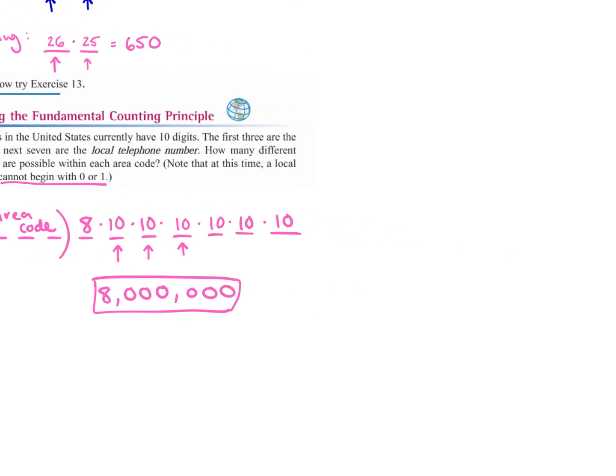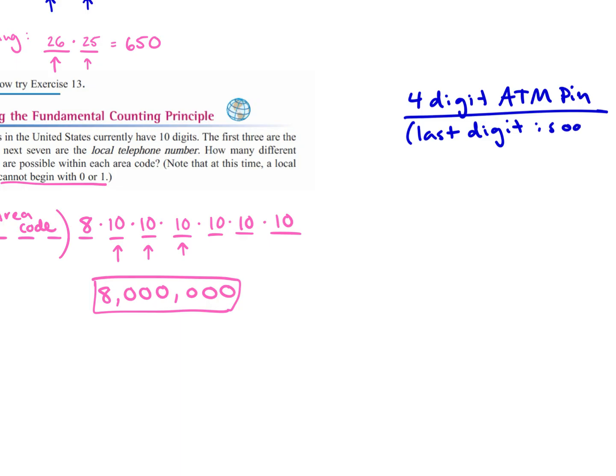Let's do one more. So let's say we had a 4-digit ATM PIN. And let's say that the last digit had to be an odd number. So last digit is odd. So we've got a 4-digit PIN. How many different numbers could we have as our first digit in our PIN? 10. We could have 0 through 9.